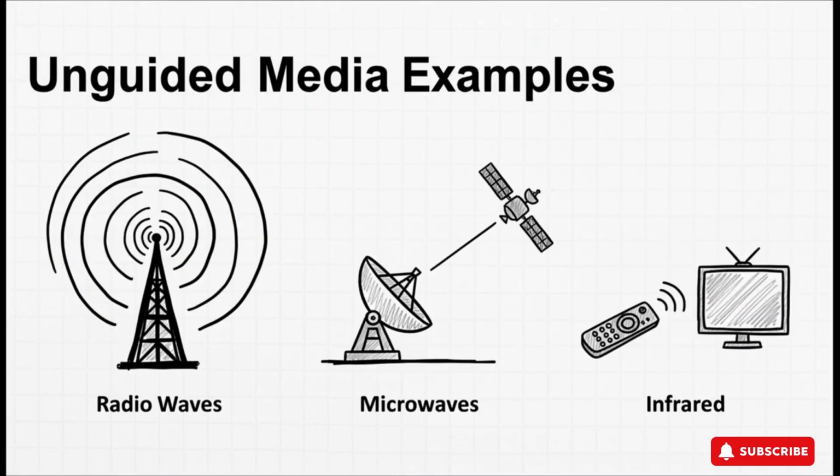Now, on the unguided, or wireless side, we're talking about different kinds of waves. You've got radio waves, which are omnidirectional. That just means they spread out in all directions, which is perfect for things like your car radio. Then you've got microwaves, which are the opposite. They're unidirectional. They travel on a straight line. That's why they're so good for things like cell phone towers that need to be aimed at each other. And finally, you've got infrared. That's for super short-range stuff like your TV remote control.